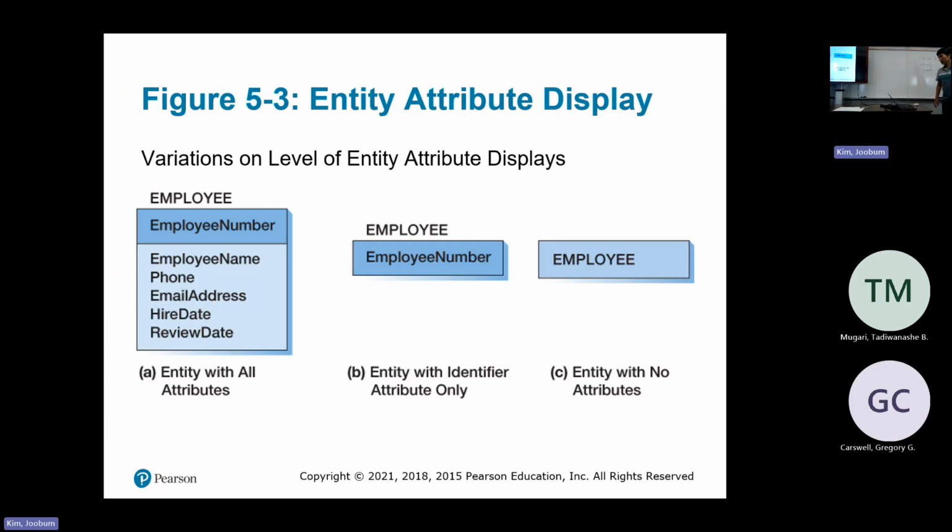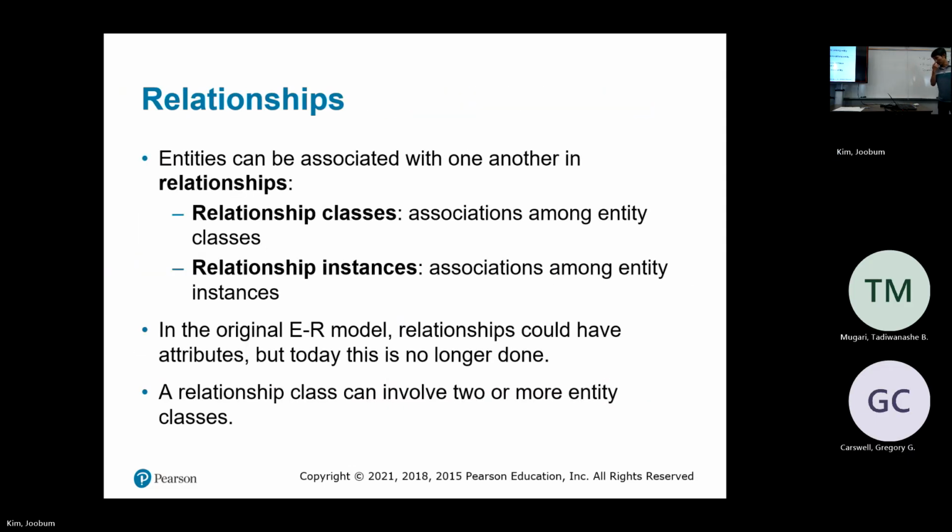Another variation is the level of entity attribute display. Sometimes you can see an entity with all attributes, which is the normal form. Sometimes an entity with identifier attributes only, the primary key only. But sometimes only the entity name. So it depends. Then the relationship is the same: relationship classes and relationship instances.